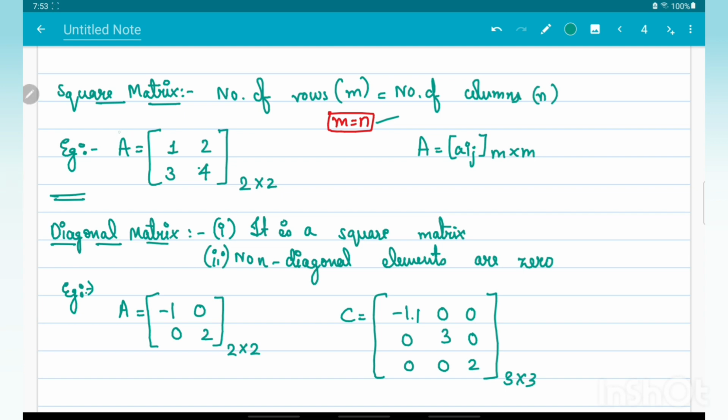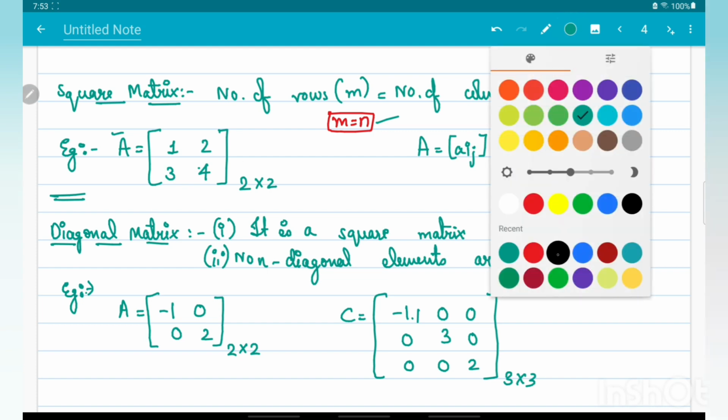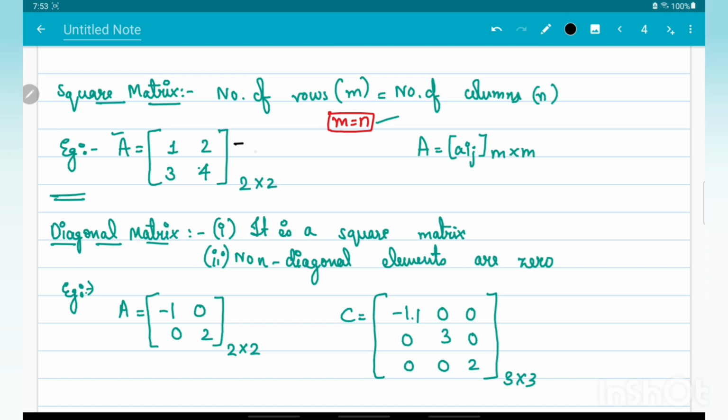Suppose for example I have taken a matrix A which has elements 1, 2, 3 and 4. There are four elements present in this, and if you see, it has 2 rows and 2 columns. This is the first row, and this is the second row. If you check the columns, this is the first column and this is the second column. So it has 2 rows and 2 columns, and thereby the order of this matrix is 2 by 2, that is rows into columns.